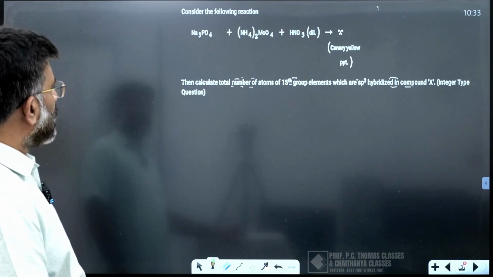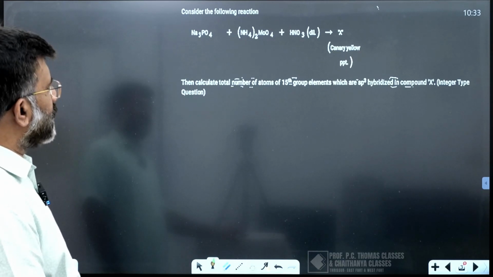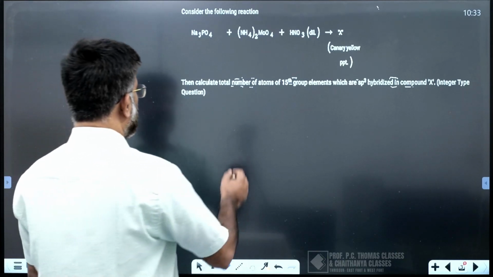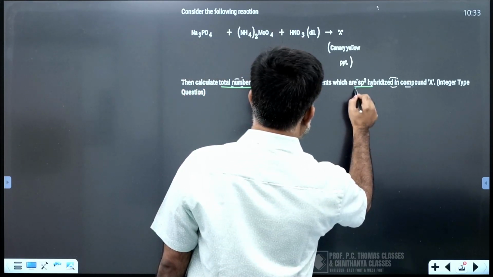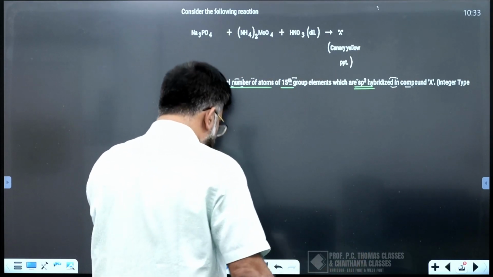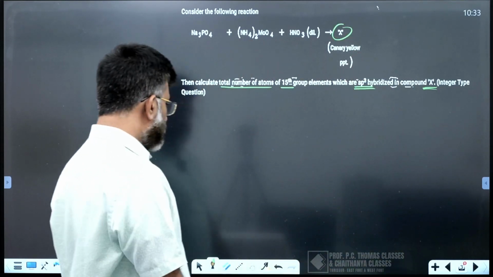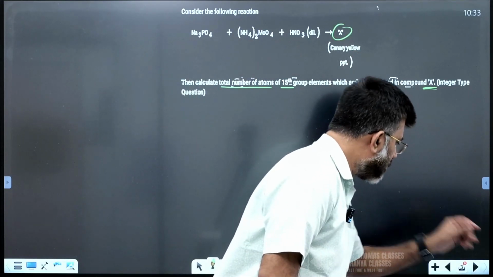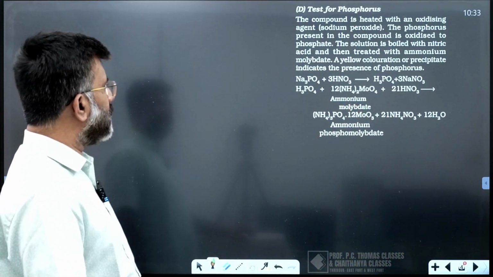Calculate the total number of atoms in 15th group element which are sp3 hybridized in compound X, right? And I hope you know these are the reactions which are straight away taken from the textbook.